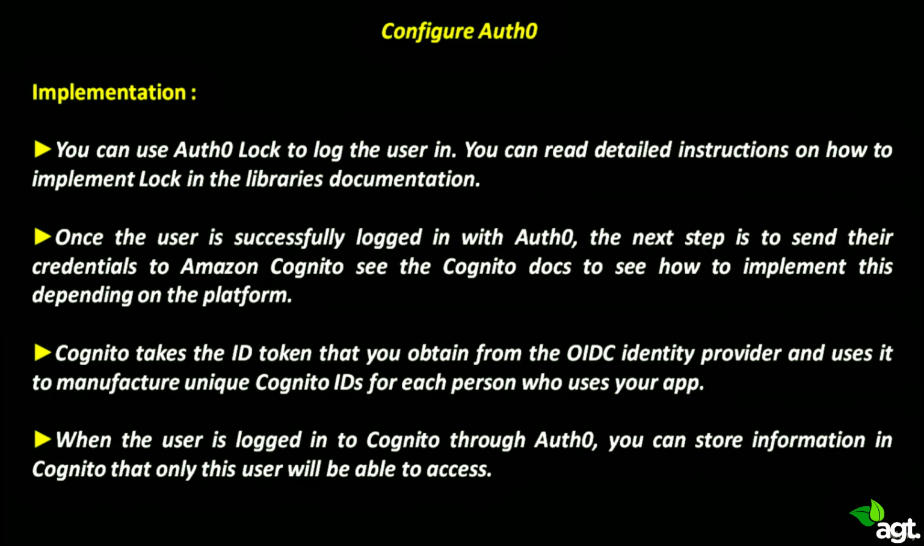So what about the implementation process? You can just use Auth0 Lock to log the user in, and you can check out the instructions on how to implement login from the Amazon Web Services website. Once the user is successfully logged in with Auth0, the next step is to send their credentials to Amazon Cognito. Cognito takes the ID token that you obtain from the OIDC identity provider and uses it to manufacture unique Cognito IDs for each person who uses your application. When the user is logged into Cognito through Auth0, you can store information in Cognito that only they will be able to access.